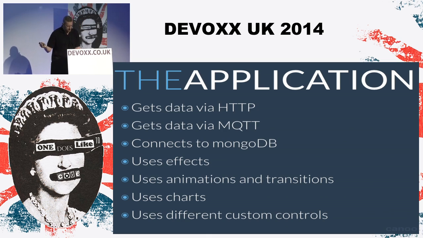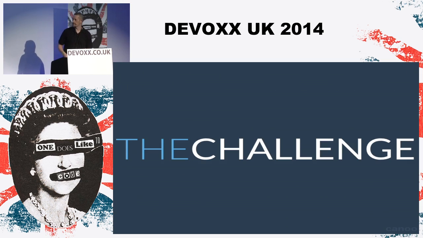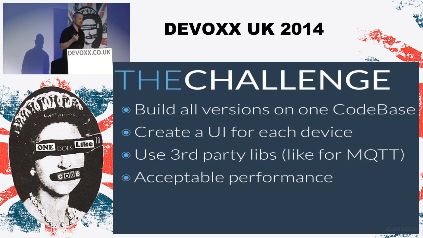It uses the charts from JavaFX, and it uses different custom controls, just to give you an idea what you will see in a couple of minutes. So the challenge was to build all versions on one code base. I have one project, and if I say build all, it builds for iOS, for Android, for the Raspberry Pi, for the QboxEye, for desktop. I get all that stuff with one project. It's a multi-project Gradle build, and it uses third-party libraries, for example, for MQTT, so that's possible.